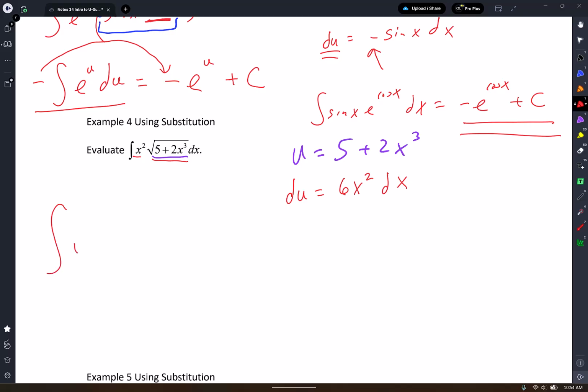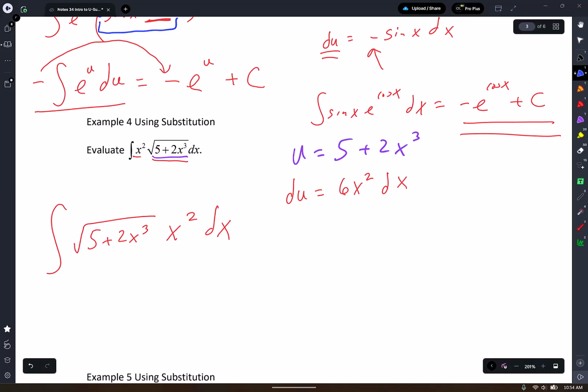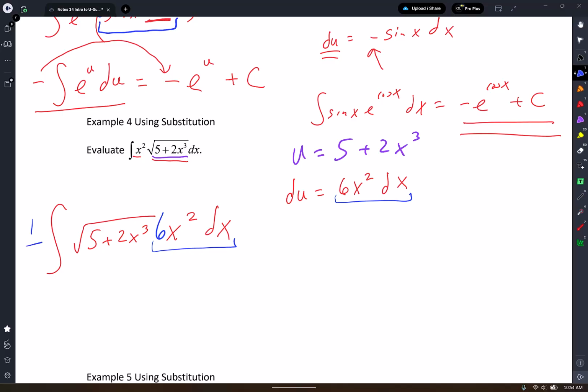Integral square root of 5 plus 2x cubed, x squared dx. I just rewrote it. It's all a product. The dx is the end of the integral. I'm going to change my colors. This is 6x squared dx. I right now at the moment have x squared dx. What does that need? A 6. I force a 6. If I do that, then what do I do on the outside? One sixth, to balance.